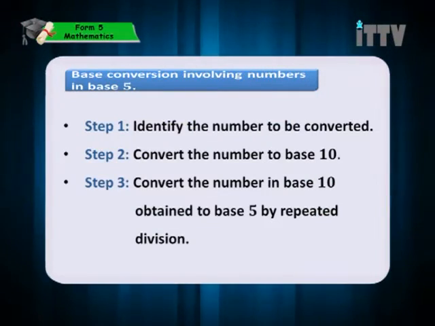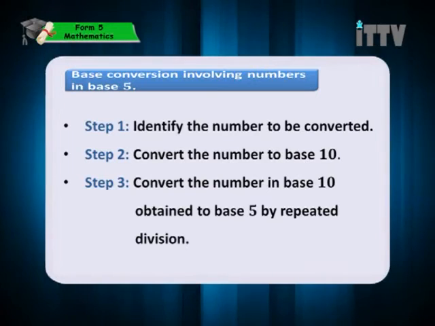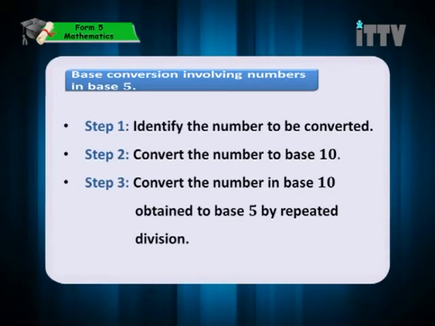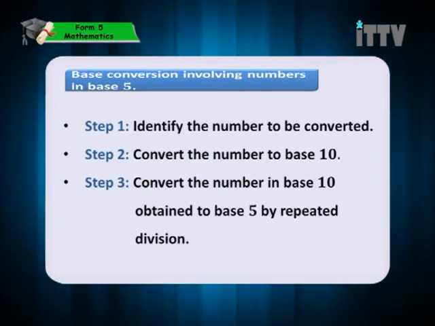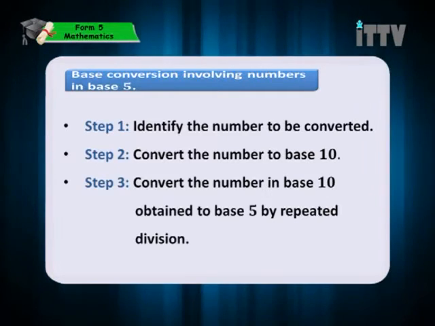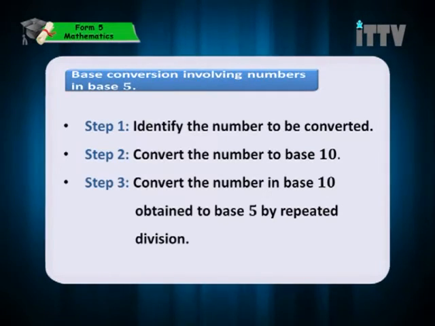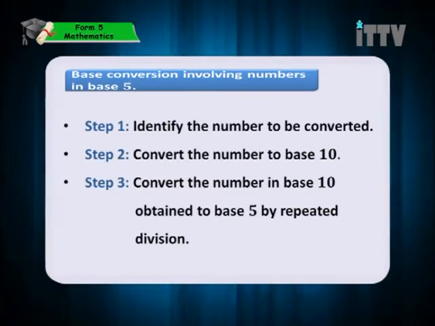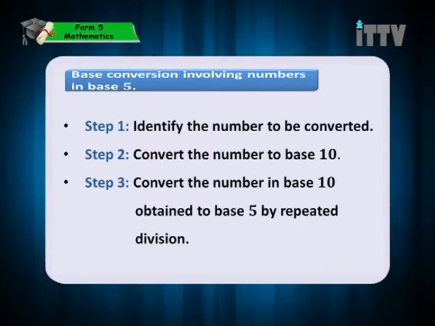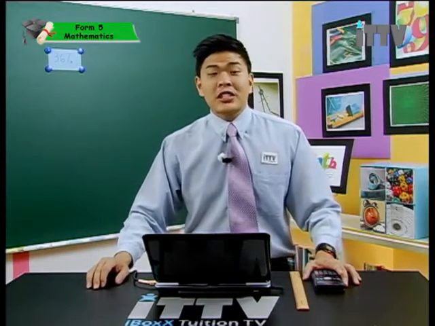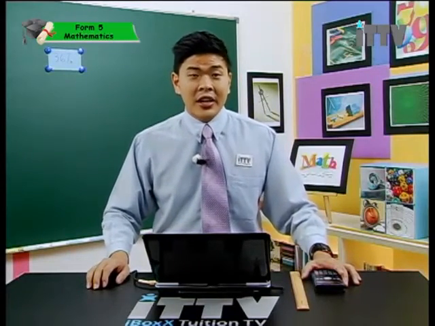Base conversion involving numbers in base 5. Step 1. Identify the number to be converted. Step 2. Convert the number to base 10. Step 3. Convert the number in base 10 obtained to base 5 by repeated division. Alright, so as long as base conversion involves base 5, for example, you want to change from base 2 to base 5 or from base 8 to base 5, you have to go through these three steps.